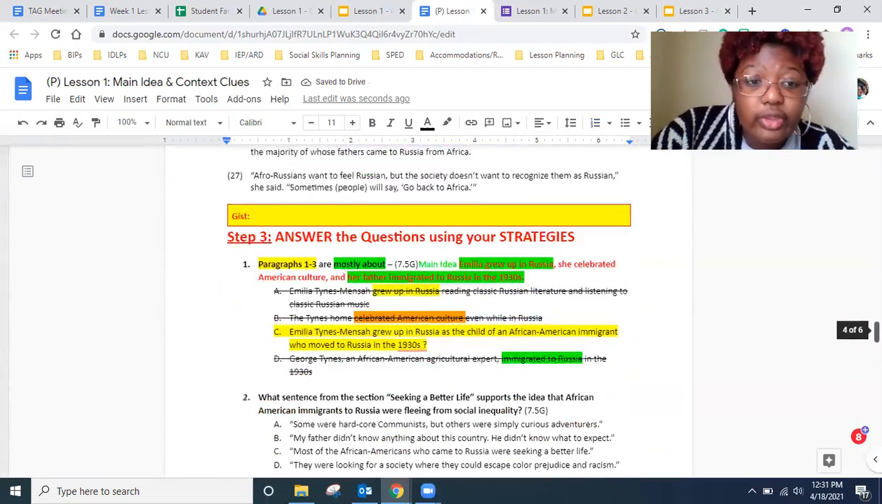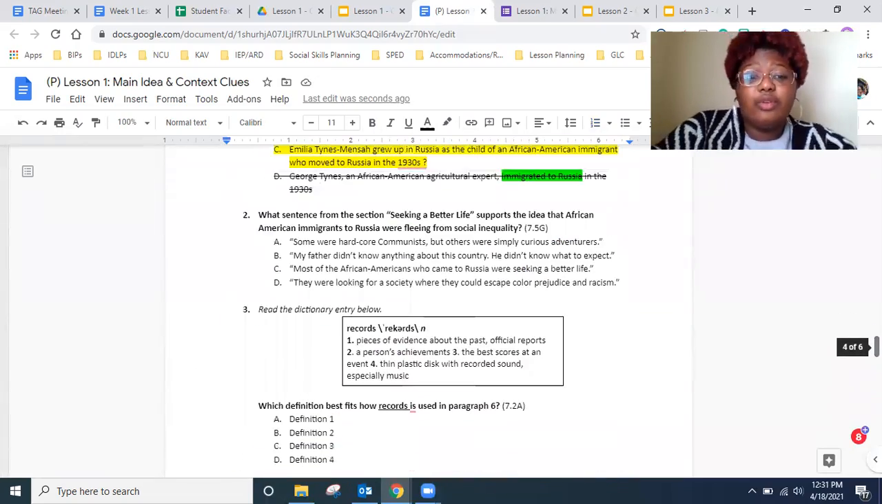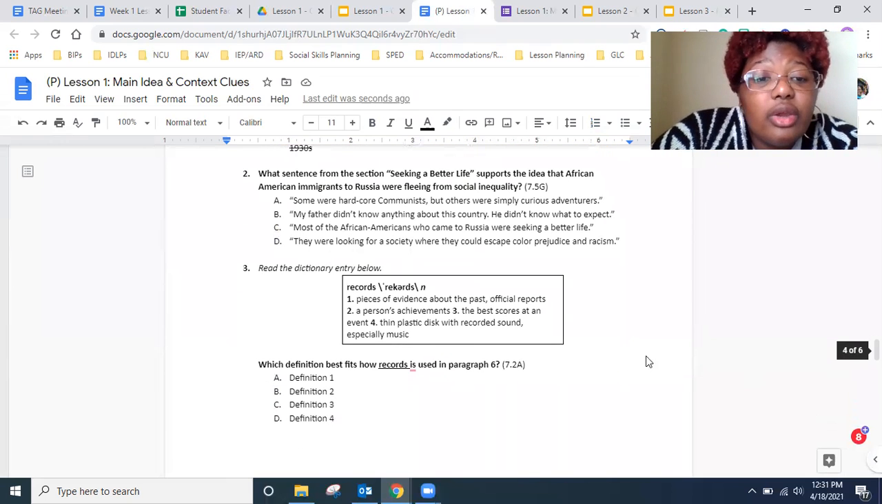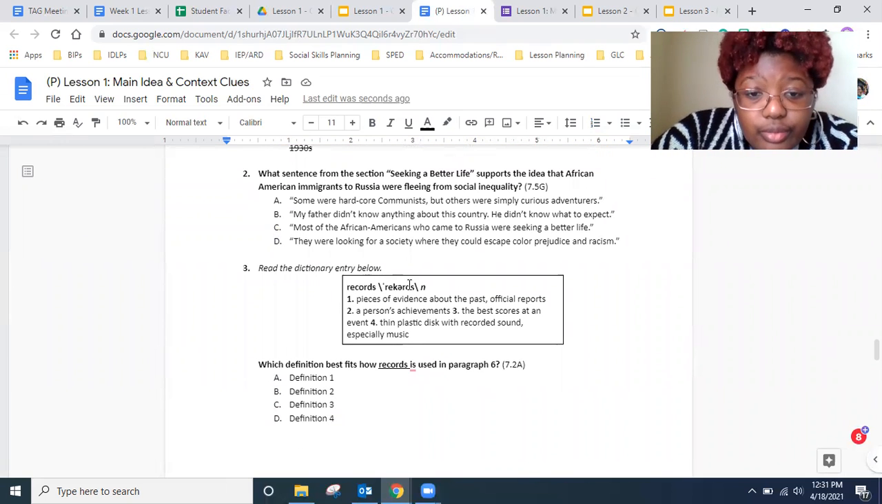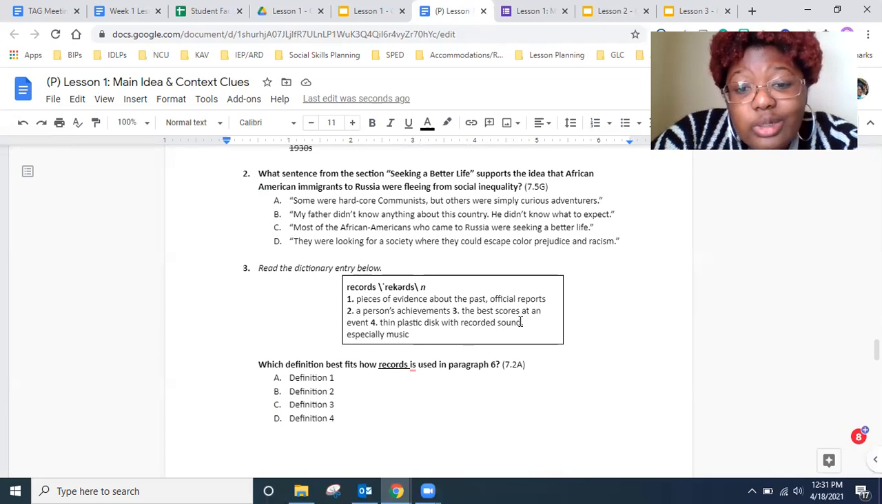Now moving to question 3. This is our other question we're focusing on. Question 3 says, read the dictionary entry below. Records. 1, pieces of evidence from the past, official reports. 2, a person's achievements. 3, the best scores at an event. 4, thin plastic discs with recorded sound, especially music. Which definition best fits how records is used in paragraph 6?